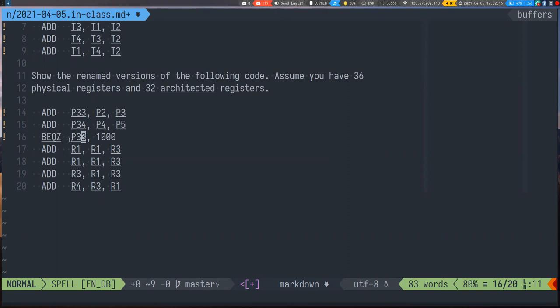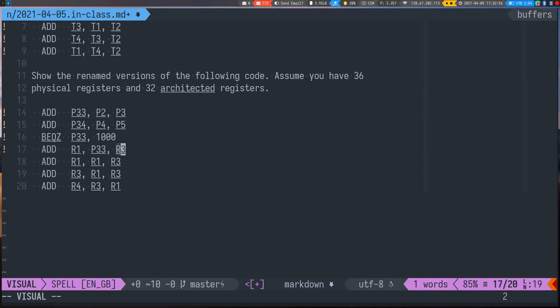So we've handled the first three instructions. What about this next instruction? Let's look at the operands first. So R1, what do we have to do with this? P33? Yep, exactly. What about this second operand, R3? P34. So why does this have to be P34?